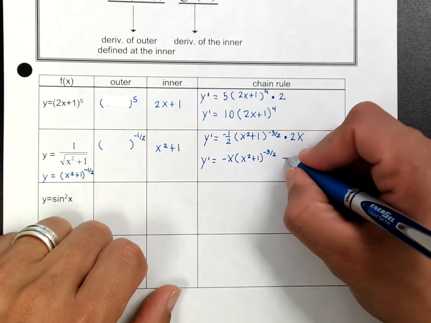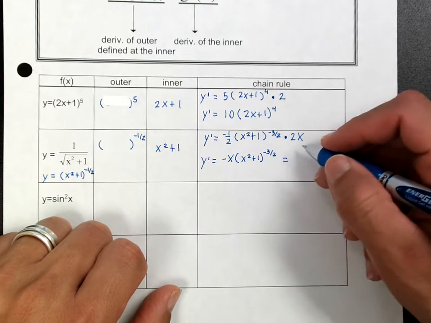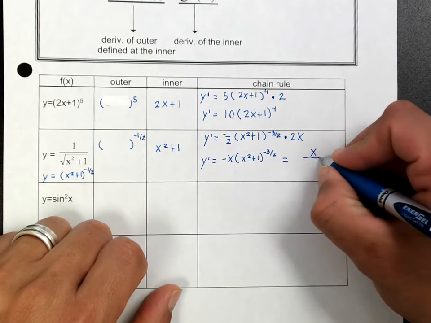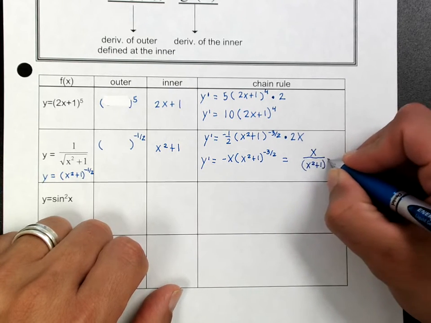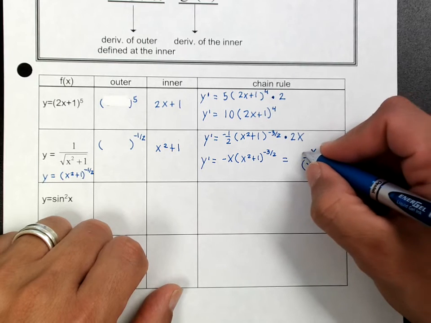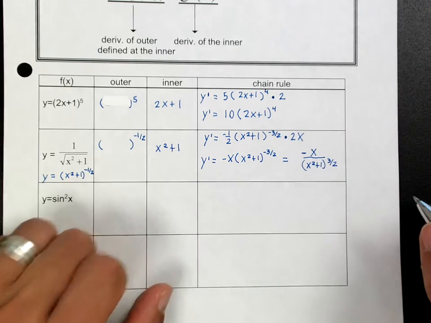But I don't want to have a negative exponent. So I can rewrite this as negative x over x squared plus 1 to the power of 3/2.